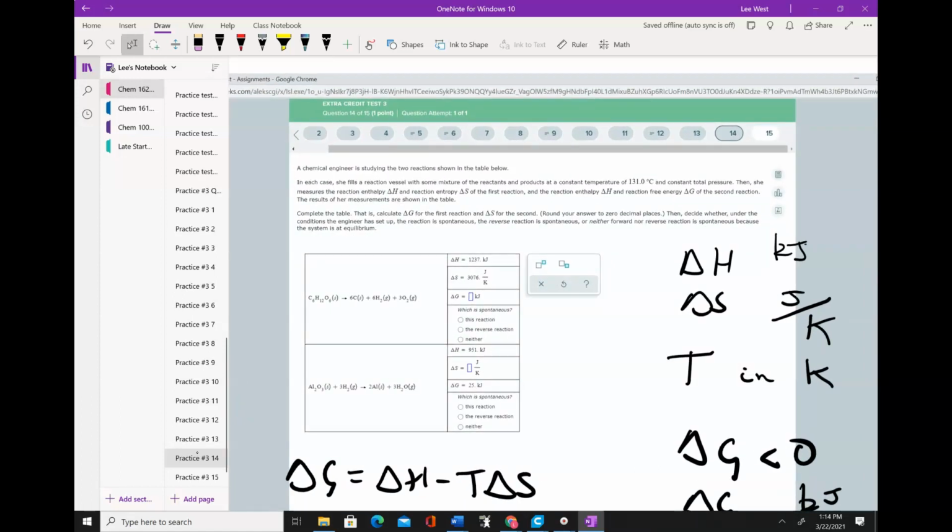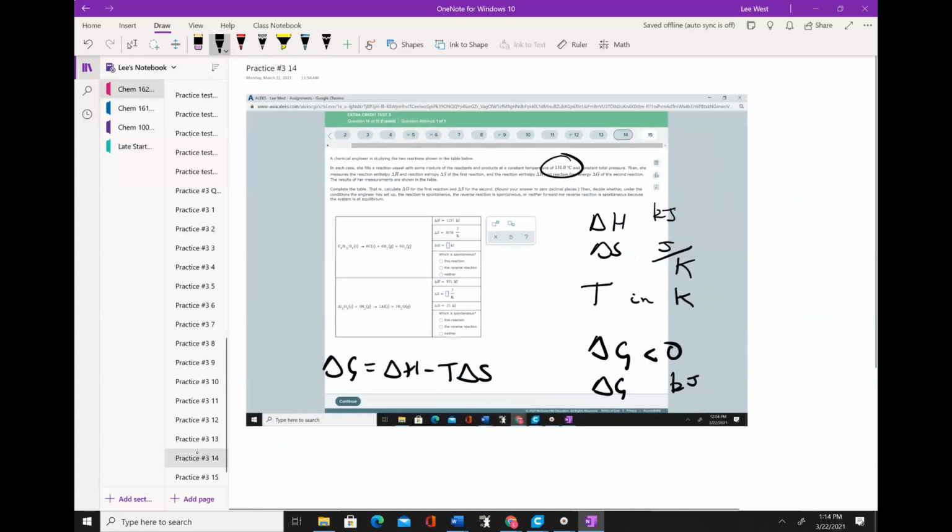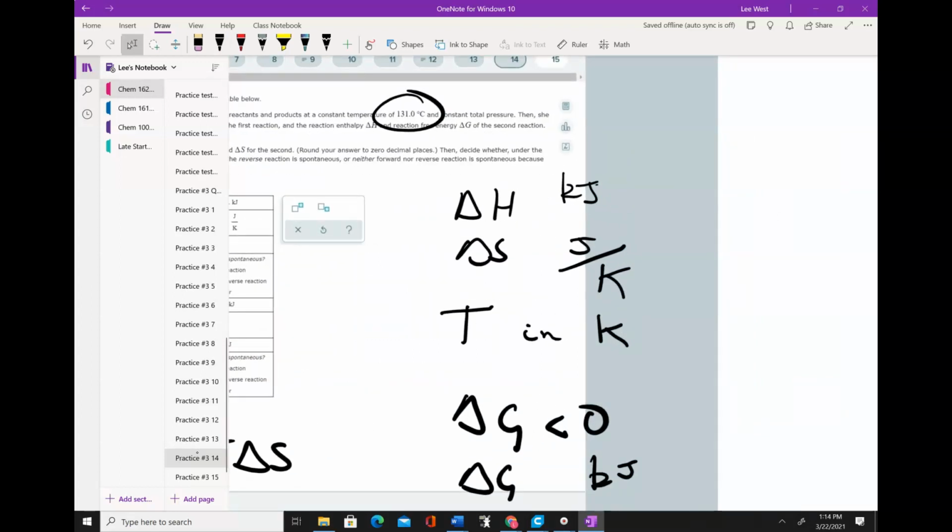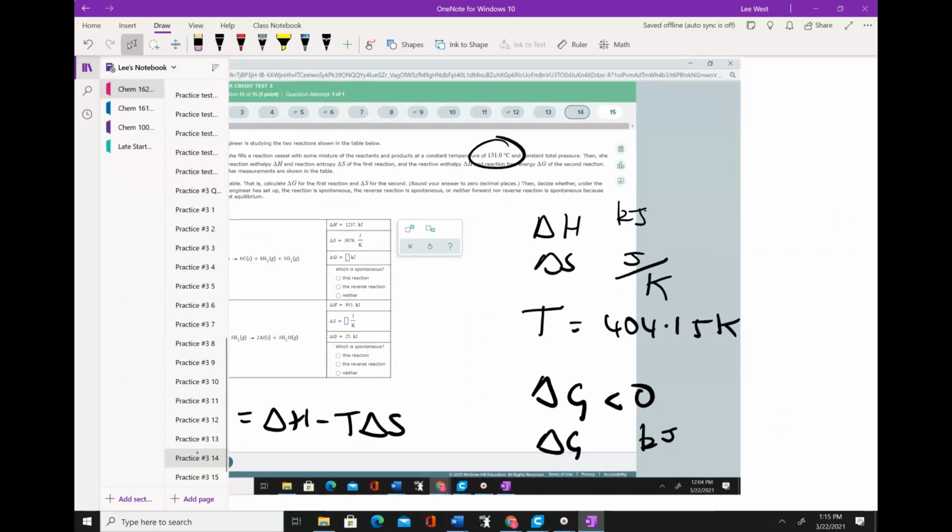All right, a chemical engineer is studying the 2 reactions shown in the table below. In each case, she fills a reaction vessel with some mixture of the reactants and products at a constant temperature of 131. There you go, there's your temperature, but it's not in Kelvin. So to get it to Kelvin, we've got to add 273.15 to it. So let's go ahead and do that right now. 131 plus 273.15. Here we go. So 404.15 Kelvin, and that's going to be the same for all of them.